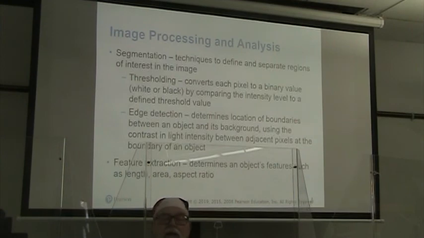All right, so when we talk about image processing and the analysis of those images, first of all, we have segmentation. These are techniques to define and separate regions of interest in the image. So this may be done by thresholding, where we're converting each pixel to a binary value so that it's either white or black, and comparing the intensity level to defined threshold values. We might have edge detection, which determines the location of our boundaries between an object and its background. So we're using the contrast in the light intensity between adjacent pixels at the boundary of an object.